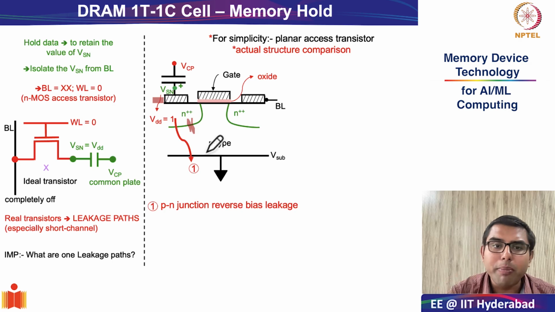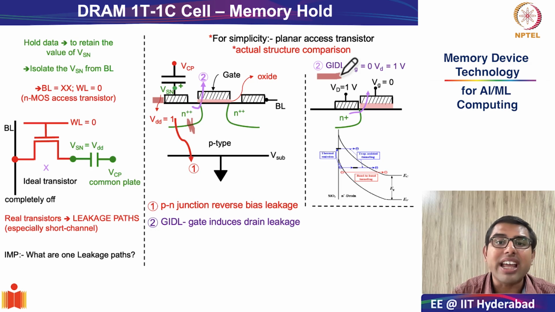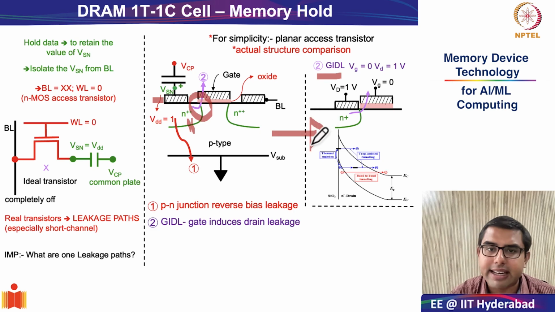What is the second mechanism through which there can be leakage currents? The second important mechanism is this very interesting concept called GIDL. GIDL stands for gate induced drain leakage. Let me explain what this gate induced drain leakage is. To do that, I will zoom in to this particular region of the transistor, and that is what I have done in the right hand side of my slides.